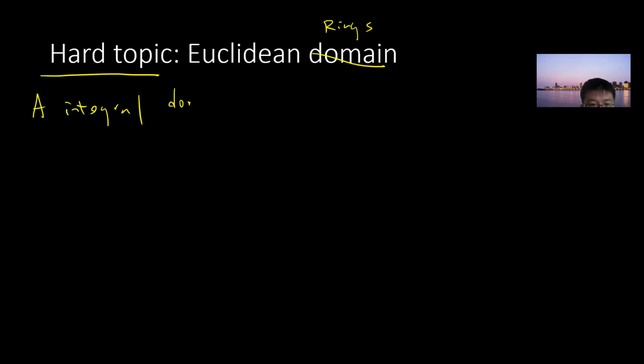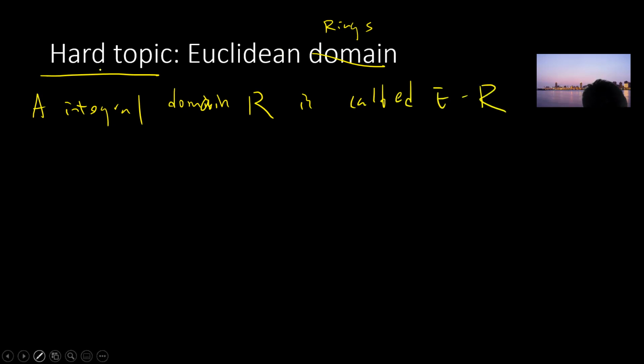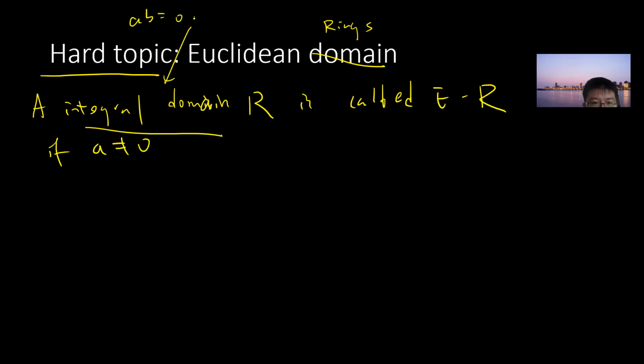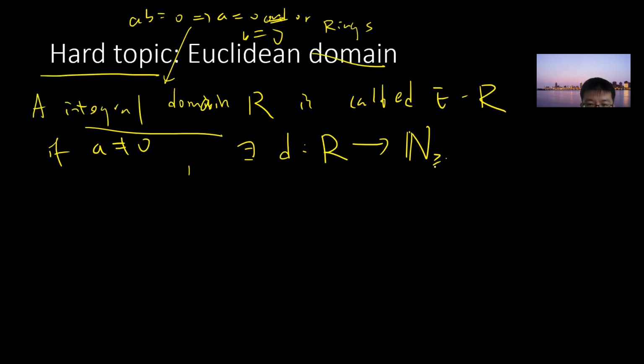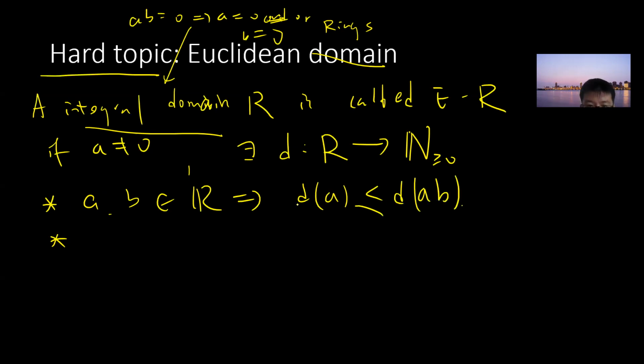So let's give a definition. An integral domain R is called a Euclidean ring if, for any non-zero element, where integral domain means commutative, and if AB is 0, then A is 0 or B is 0. Given a non-zero element, there is a function D from R to the non-negative integers such that it satisfies two properties. The first is that for A, B belonging to R, you must have dA less than or equal to dAB.